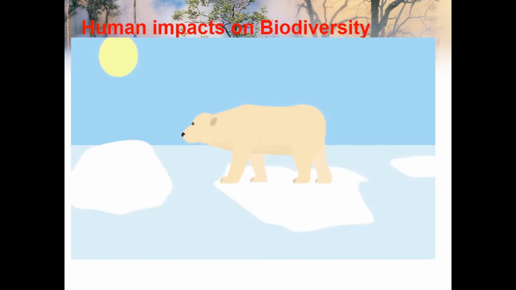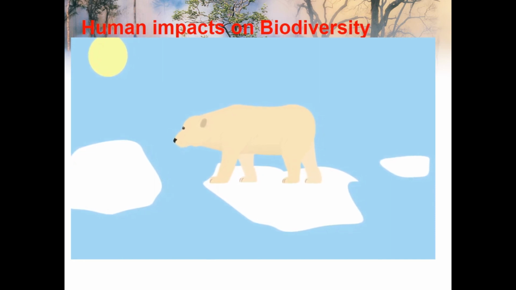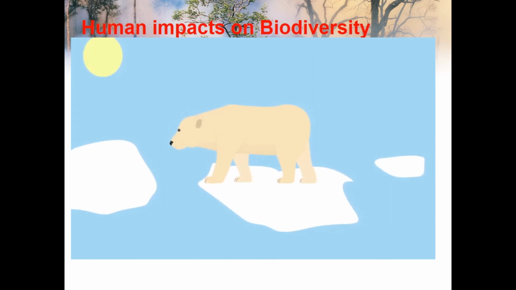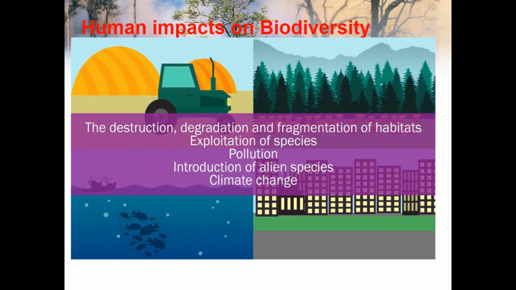Loss of sea ice and ocean acidification are already causing huge reductions in biodiversity. Climate change alters temperature and weather patterns, with changing patterns of rainfall and drought expected to have significant impacts on biodiversity. So there you have a selection of human-related impacts on biodiversity. There are many more, which a quick search on the internet will bring up.